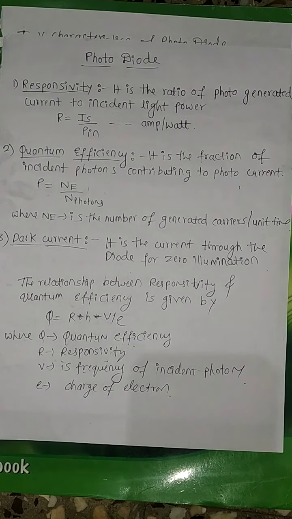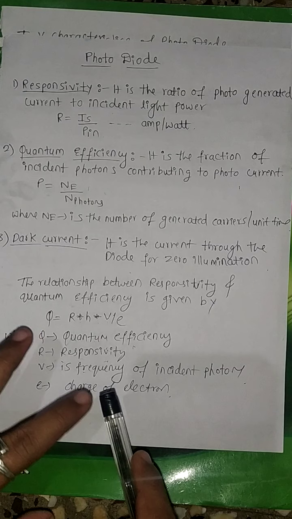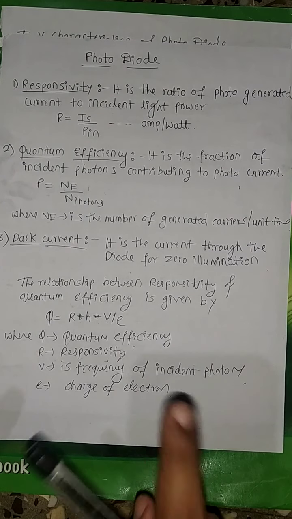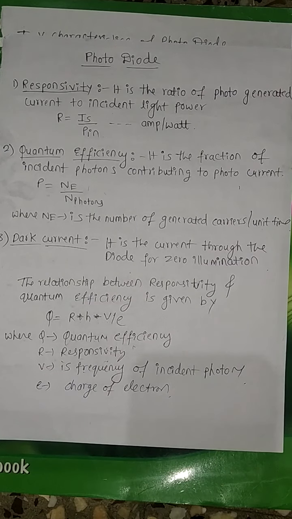The third thing is the construction. What is the construction of the photodiode? The photodiode's PN junction diode is sealed in a glass cube. Out of the 4 sides, 3 sides are painted black and 1 is transparent. Through the transparent side we incident the light. Then it is connected to the battery.